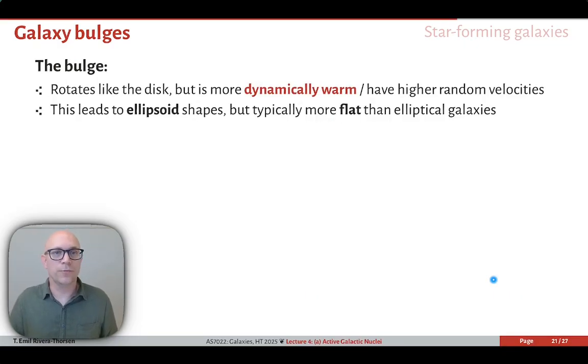The bulge rotates like the disk, but it is more dynamically warm than the disk. It has a higher level of random velocities of the stars' orbits in the bulge than you see out in the disk. This leads to an ellipsoid shape. It is more flat than an elliptical galaxy, but it is more elliptical than the disk of a spiral galaxy.